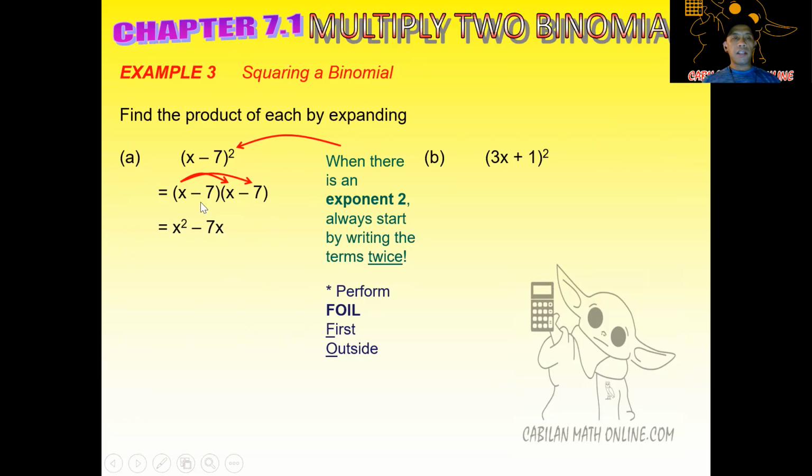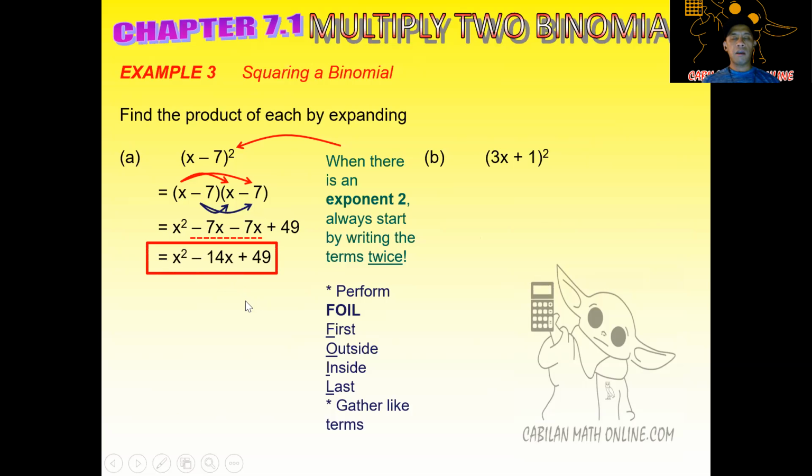And just be careful with this next one over here because we have a -7. So we're multiplying -7 to the x, and then -7 to the -7. Now, just as a reminder, when you multiply two negative numbers together, you get a positive number at the end there. So we get -7x plus 49. And the two middle terms, we're just going to group them together. And the final answer for this will be x squared minus 14x plus 49.